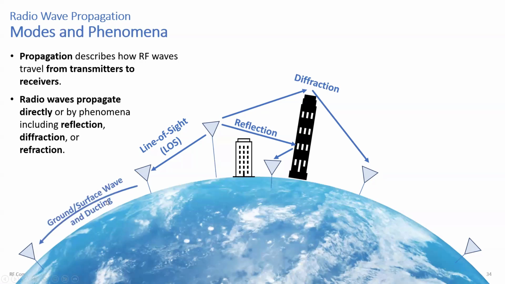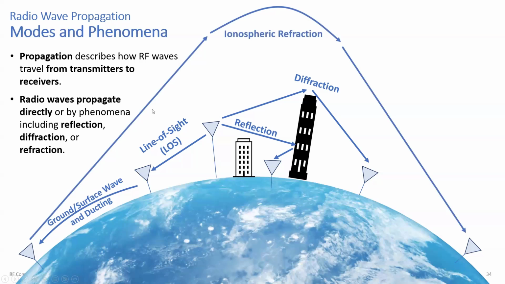You can have a ground wave or a surface wave and ducting depending upon atmospheric conditions. Radio waves can actually, at certain frequencies, kind of hug the Earth and you get a surface wave. Or if you have changing conditions with altitude, you can get ducting along the ocean or different land types. And then if you're going over the horizon, you can actually have ionospheric propagation.